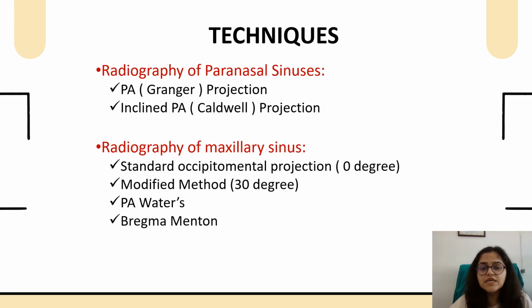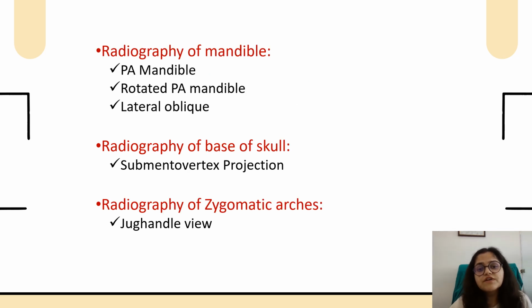Now, various techniques for radiography of the paranasal sinuses: we can go for the PA projection and the inclined PA projection. For any maxillary sinus radiography, we can go for the standard occipitomental projection, that is 0 degree, then the 30-degree modified method of the 0 degree, PA Waters, and last Bregma Vertex. Evaluating any pathology associated with the mandible, we can go for 3 radiographs, that is PA mandible, rotated PA mandible and the lateral oblique. For the base of the skull, submental vertex projection.